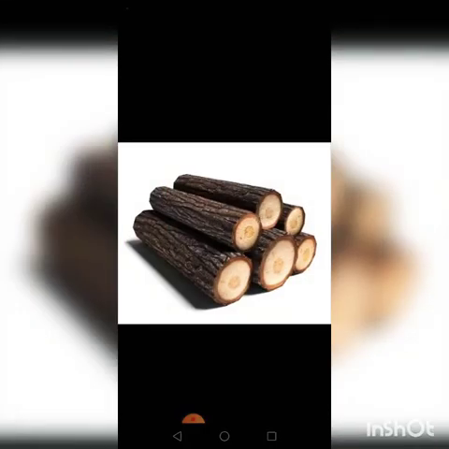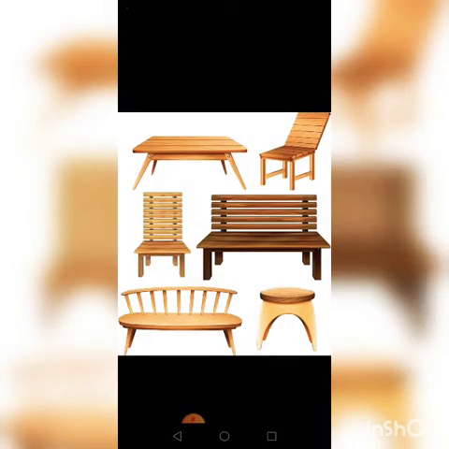Then, what do you see there? Yes, that's a log of a tree. So many logs kept together. Wood. We get wood from trees. And this wood is used for making furniture. Isn't it nice? We get so many things from plants and trees.